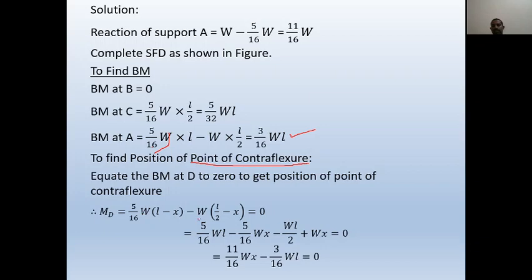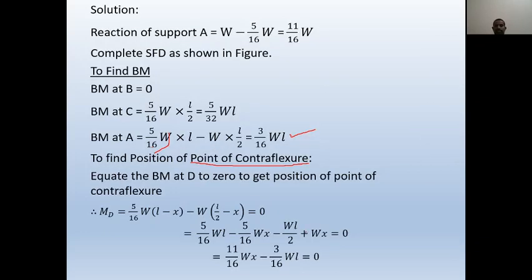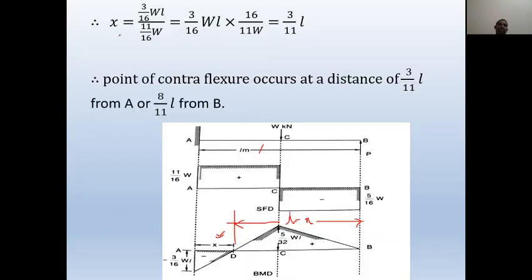And when you separate these terms and simplify and solve for x, you will get the x value over here. It was written over here 3 by 16 WL by W. So therefore 3 by 16 WL into 16 by 11 W, and finally 3 by 11 times L. Therefore point of contraflexure occurs at a distance of 3 by 11 times L from A, or 8 by 11 times L from B.